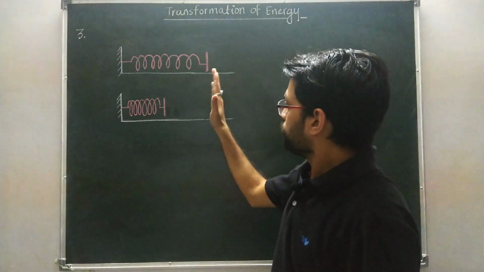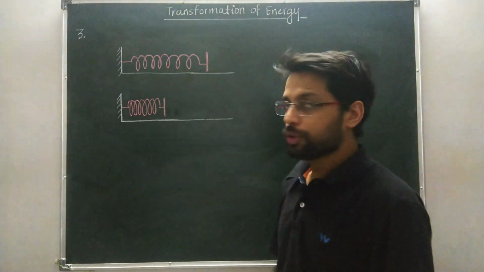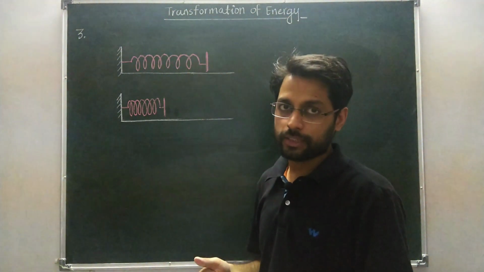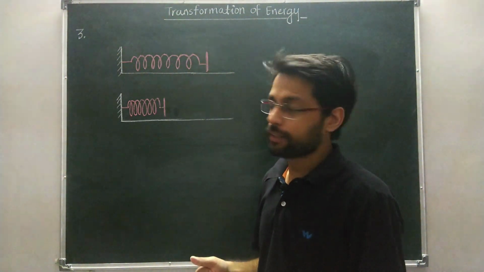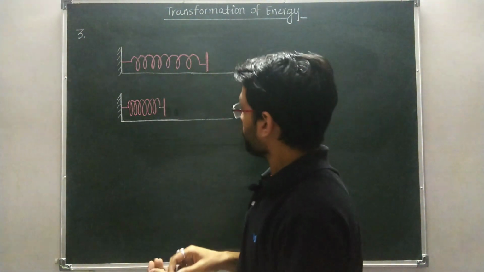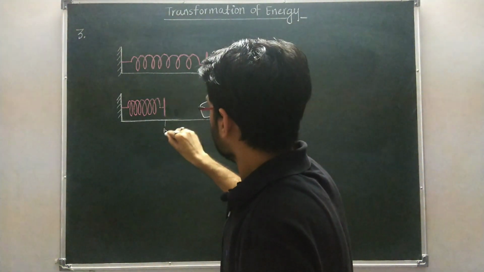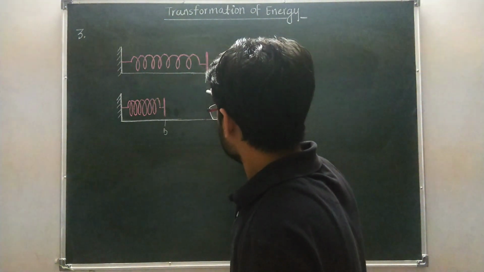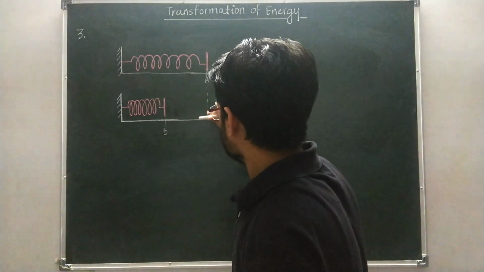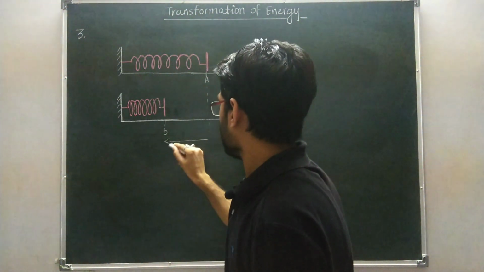Okay, now during compression you have to exert force on the spring. Okay, and the spring gets displaced from here A to B. So there is a displacement. Okay, so this is the direction of displacement.